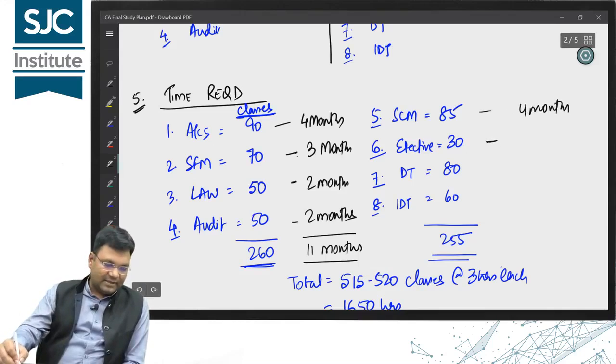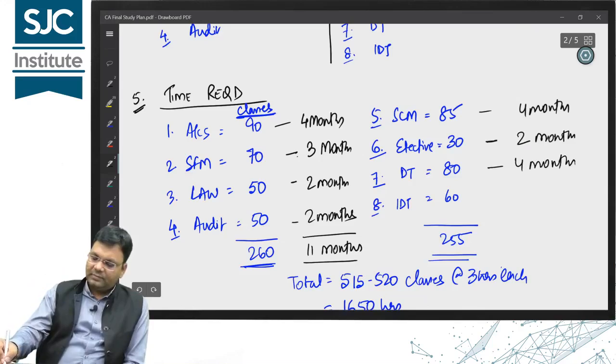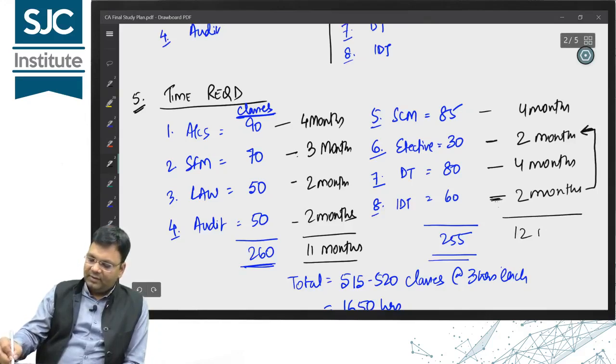Then for elective subject, I consider 1 month for 30 days, or say 2 months. Let me give you 2 months. Then for DT, 4 months. For IDT, 3 months. Not 3 months, sorry, 2 months. So why did I give you 2 months here? Actually for 30 classes you don't need 2 months, because I could not give you any buffer in IDT here. So I am considering a combined time of 4 months over here. So total is coming 12 months.